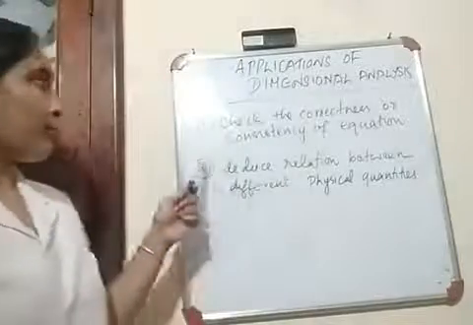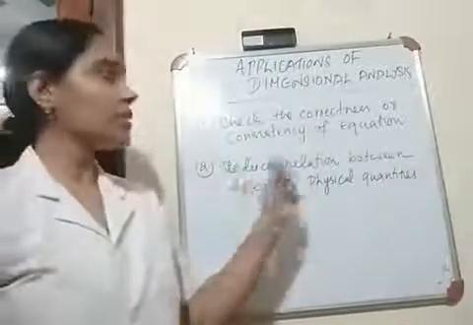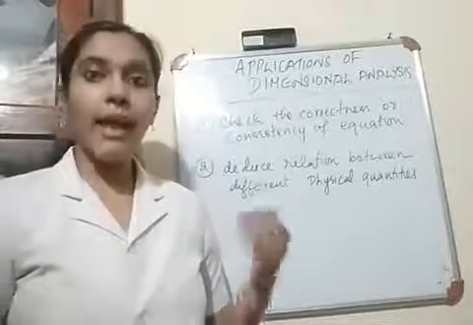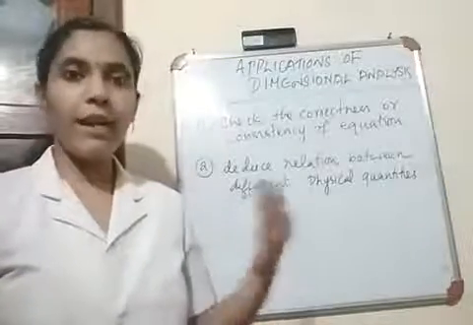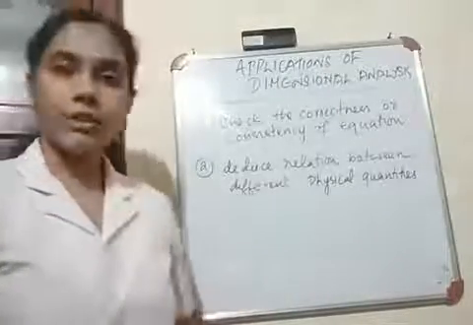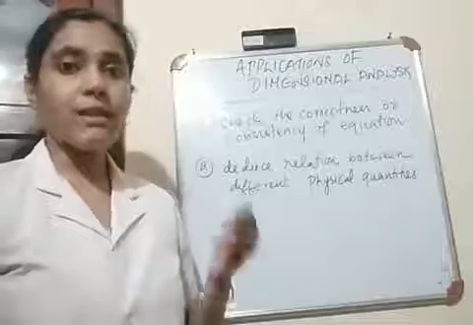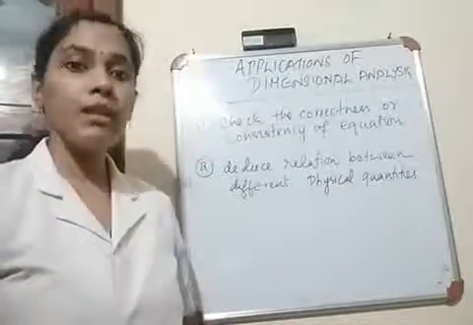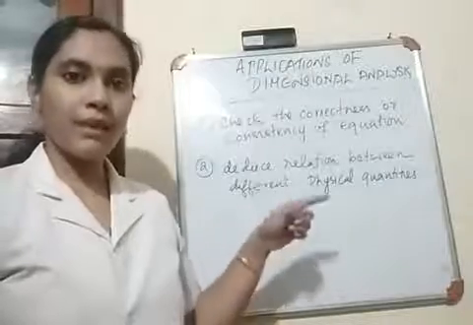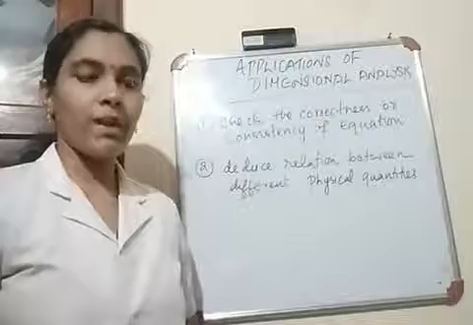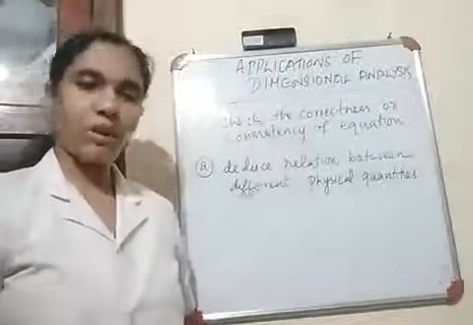So the first application is to check the correctness or consistency of an equation. Dimensional analysis helps us to check whether an equation is correct or not. And the second application is that dimensional analysis helps us to deduce the relation between different physical quantities. So we can do some examples based on these two applications so that the concepts will be much more clear to you. Okay.